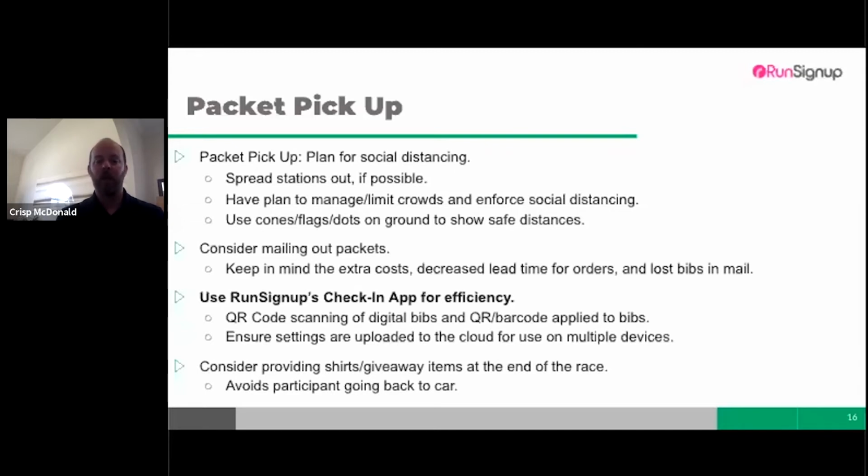And speaking of using the check-in app for efficiency, obviously, like we talked about, the scanning and the QR and barcodes. If you're getting custom bibs done, you can always go chat with your bib manufacturer. If you're not getting custom bibs done and you're buying stock bibs, still talk to them. Almost every single bib production company has stock bibs with either QR or barcodes. And then, like we said, consider providing the shirt giveaway at the end of the race.